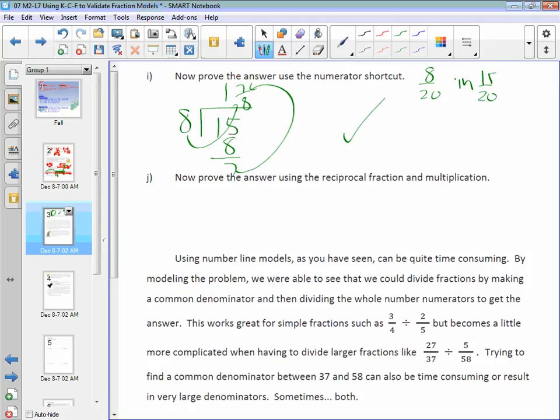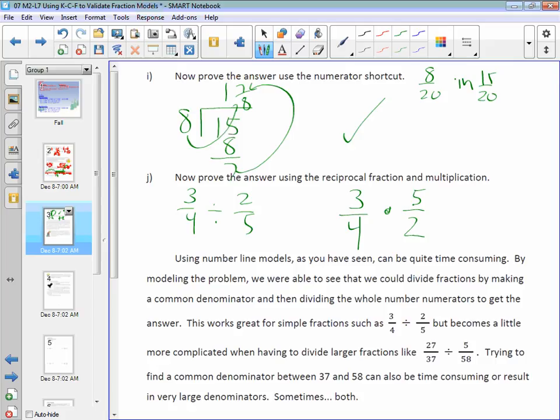I don't even need a like denominator. All I do is take the original division expression, which was 3/4 divided by 2/5. Now watch what we're going to do. You keep the first fraction the way it is. I'm going to change division to what? Multiplication. And I'm going to flip the second fraction, which is called the reciprocal fraction.